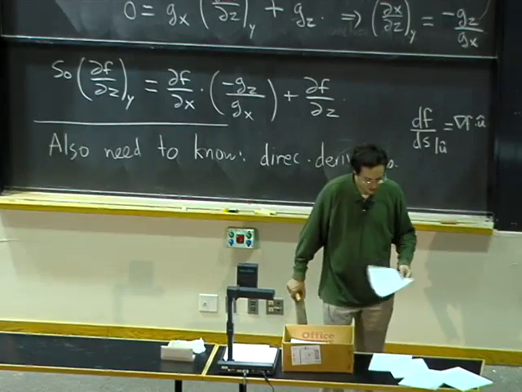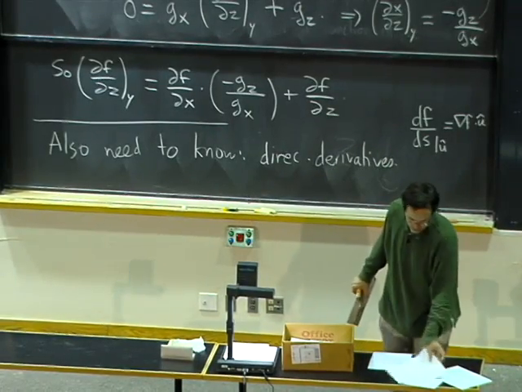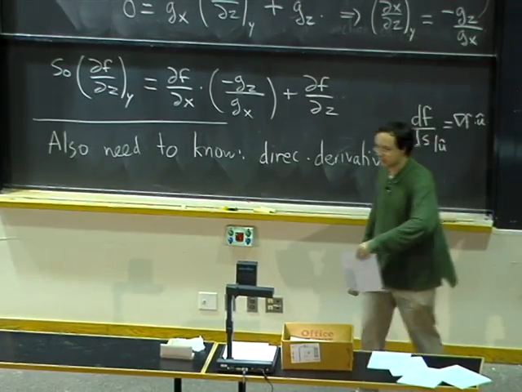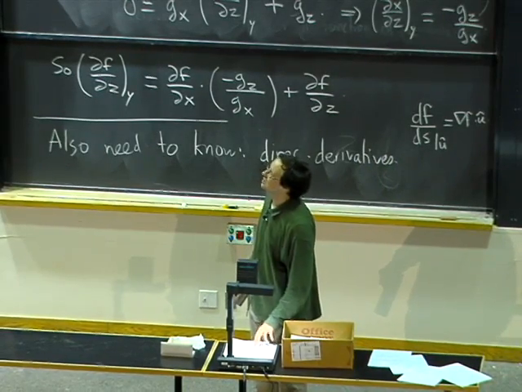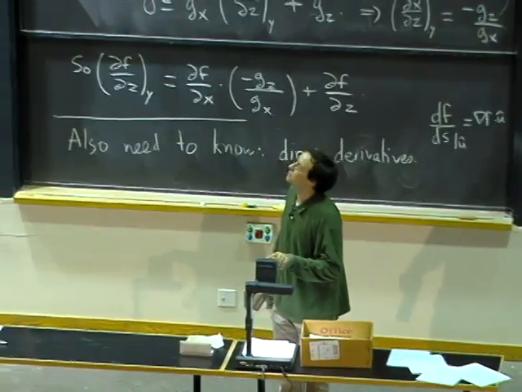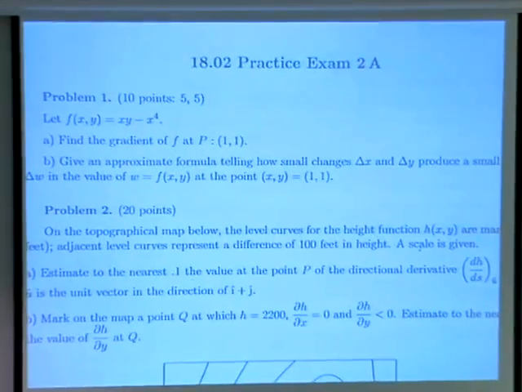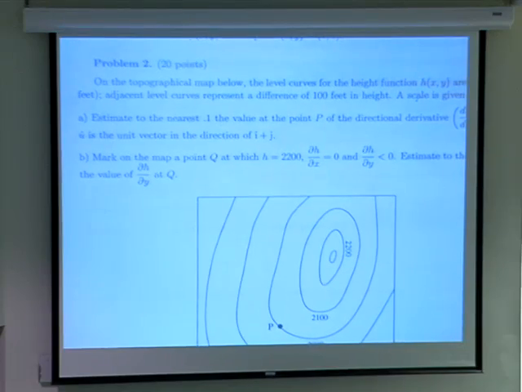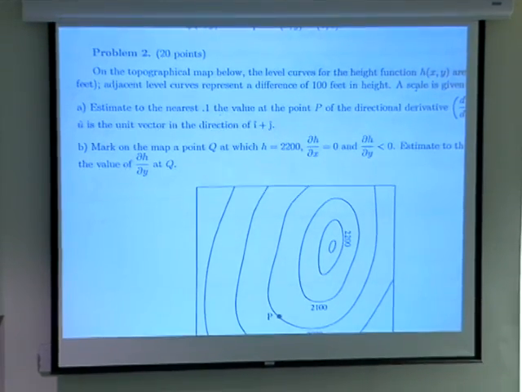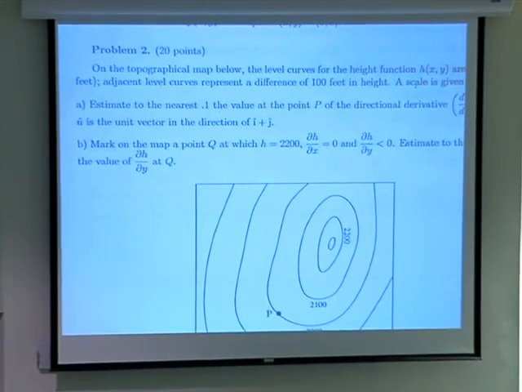Okay. I think what we should do is look quickly at the practice tests. I mean, given the time, you will mostly have to think about it yourselves. But hopefully you have a copy of the practice exam. Oh, yes. Okay, so let's look at the second. So the first problem is a simple problem. Find the gradient, find an approximation formula. Hopefully you know how to do that.